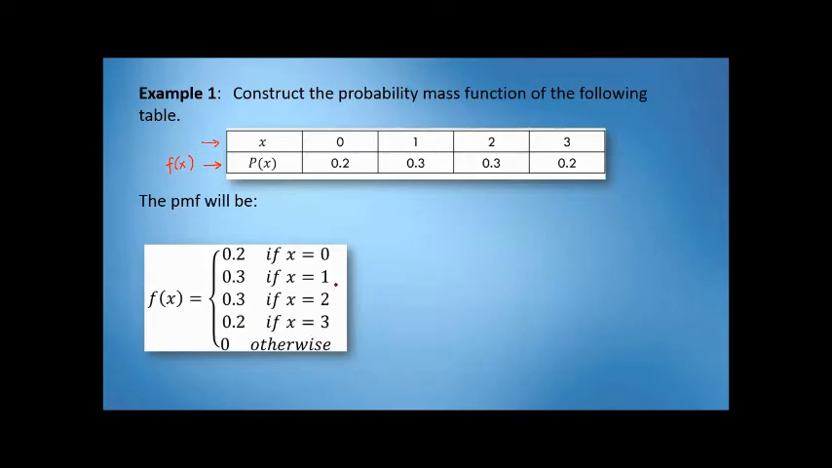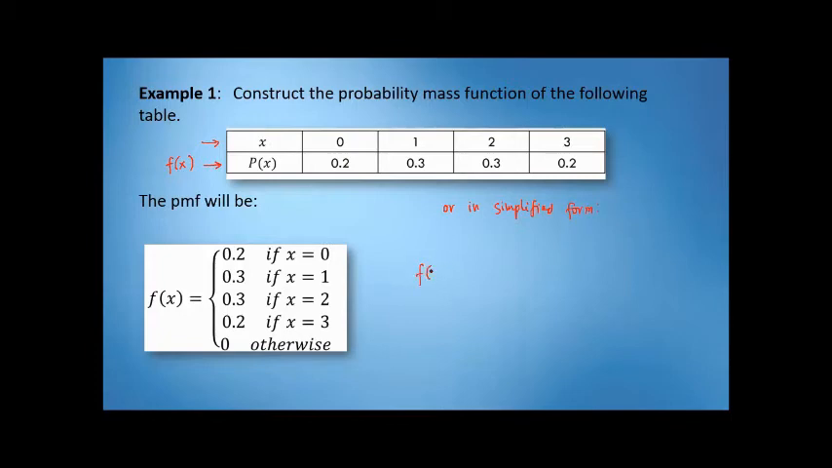So pag hindi siya 0, 1, 2, 3, ang probability niya 0. Okay? So dahil, kung mapapansin nyo class, meron tayong parehas na probability. So pwede natin siyang i-simplify ng ganito. Or in simplified form, pwede natin pagsamahin yung magkaparehas na probability.